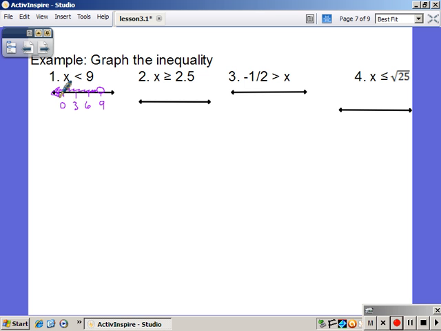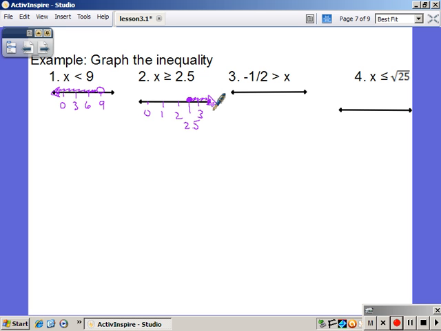x is greater than or equal to 2.5. So I'll go by 1s, which means halfway in between would be my 2.5. I do have an "or equal to," which means I do have a closed dot, greater than, shading to the right.